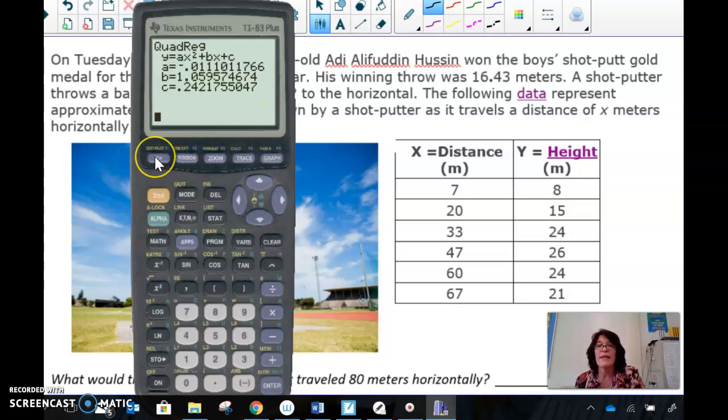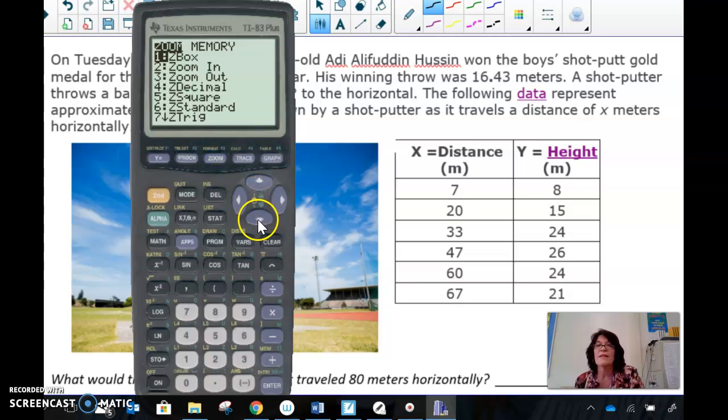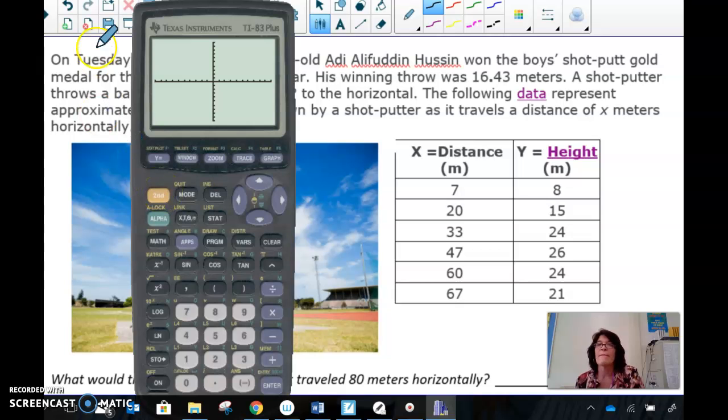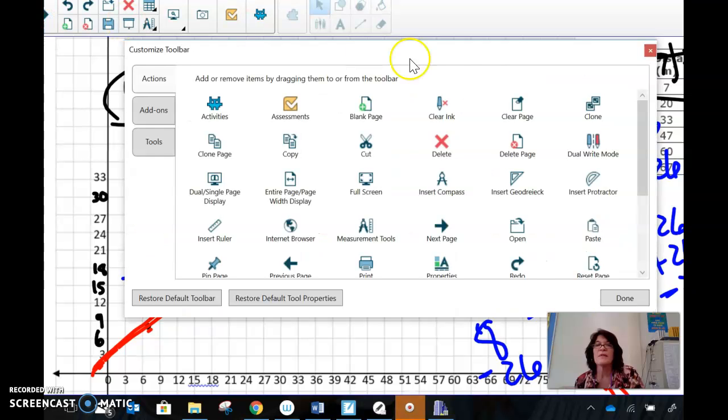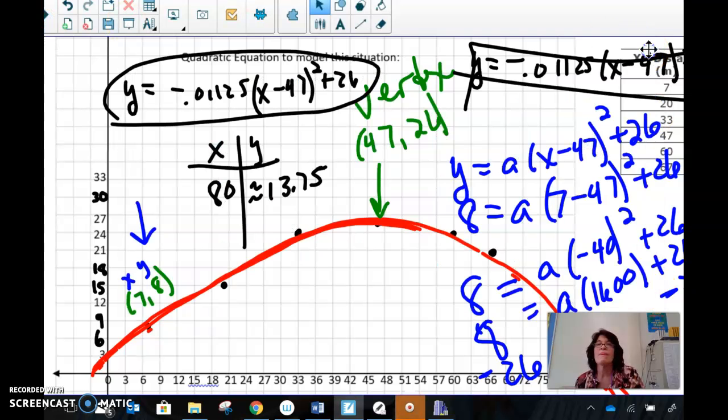Now, if I go to Zoom, I think it's Zoom Stat. It'll graph those points that we just had. I thought. Oops. Didn't do that. Okay. Let's get out of here a second. Okay, this is what we had for our equation. The equation that they had, trying to go to the next page.